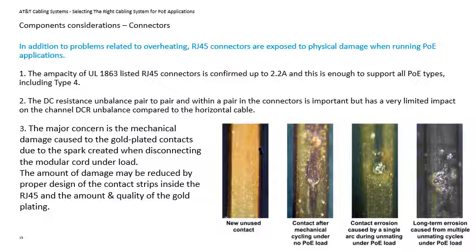The one just after it shows the contact after mechanical cycling under no PoE load, while the next picture shows contact erosion caused by a single arc during unmating under PoE load. After a long time, you can find the status of the connector as shown in the right picture.